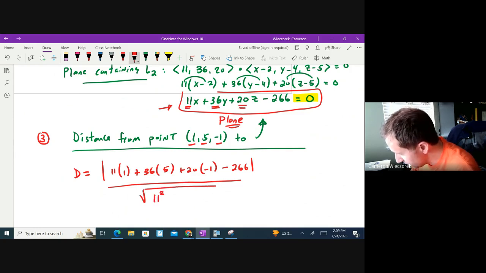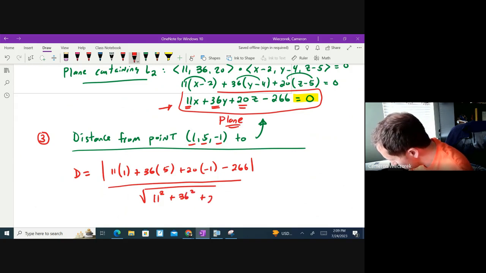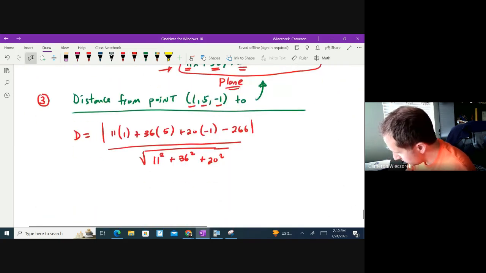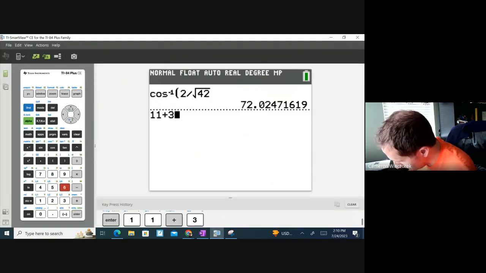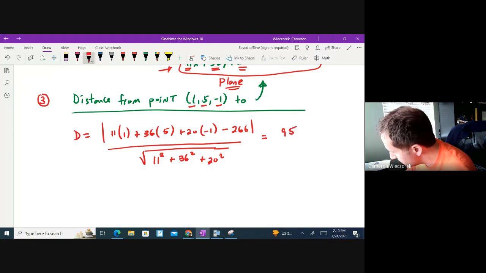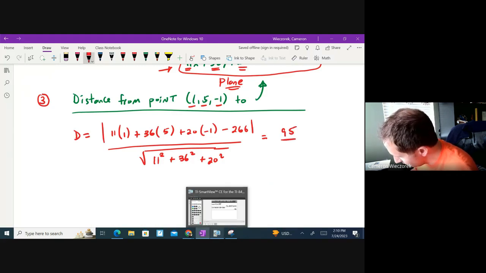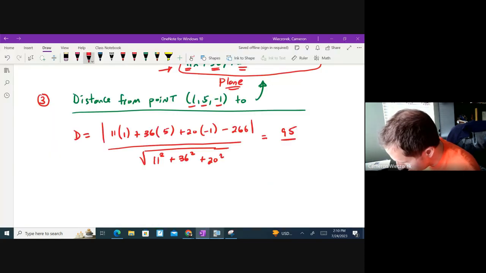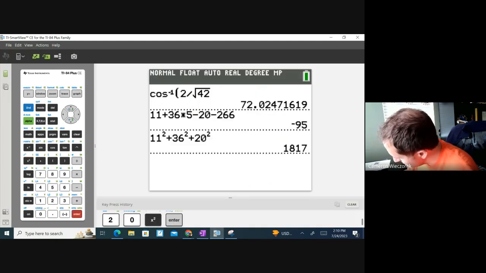Square root of 11 squared plus 36 squared plus 20 squared. There you go. Cranking this out, let's see, 11 plus 36 times 5 minus 20 minus 266 gives me negative 95. So take the absolute value, we get positive 95. For the bottom, 11 squared plus 36 squared plus 20 squared gives me 1817.